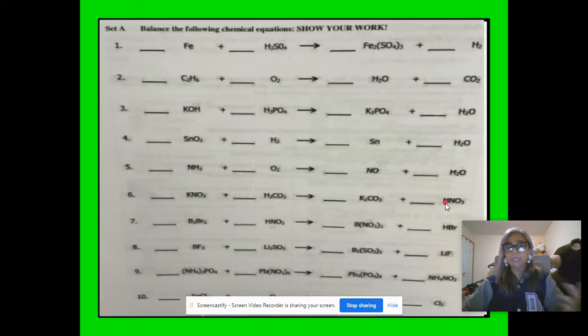Now, in your booklet, set A, you are given 10 equations, chemical equations to balance. So there are blanks here, right? But of course, I want you to show your work. That's why you try and get loose leaves so that you can just be able to balance it better.